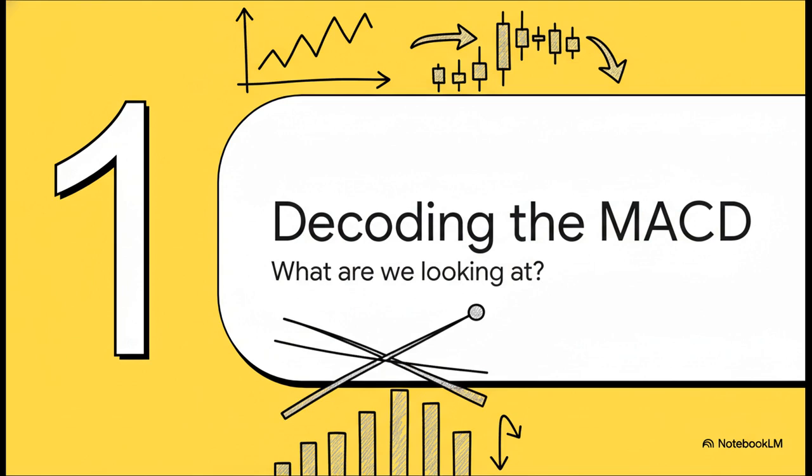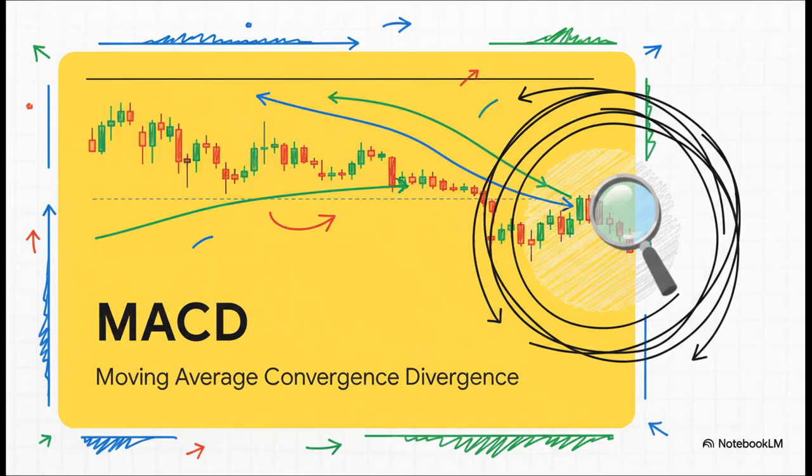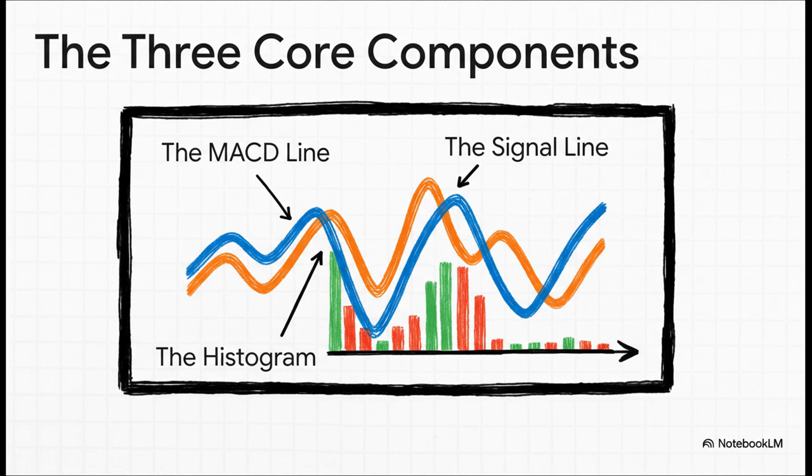What exactly are we looking at when this indicator pops up on our chart? Now I know, moving average convergence divergence, it sounds like a real mouthful, right? But don't worry. All it really is, is a tool that simply tracks the relationship between two moving averages of a stock's price. That's it. And really, the whole thing just boils down to these three key parts. You've got the MACD line, the signal line, and the histogram. These three components are all we need to keep our eyes on.